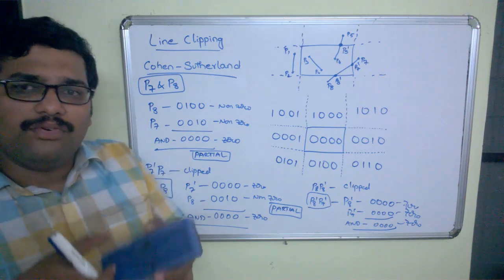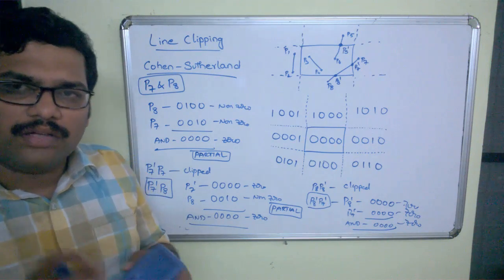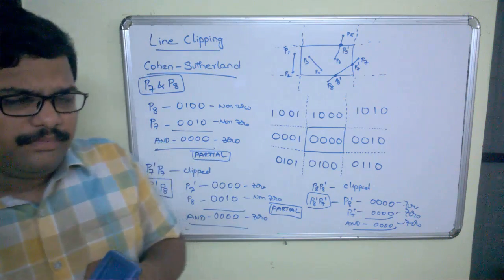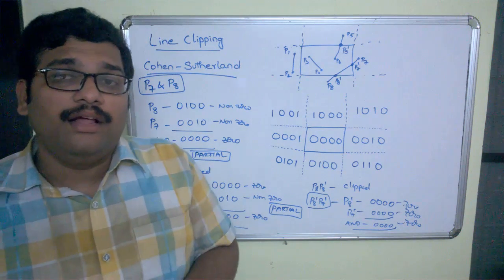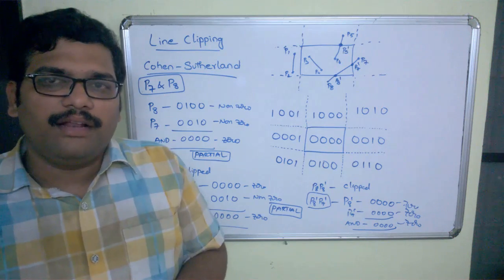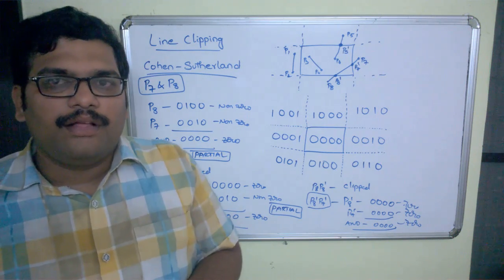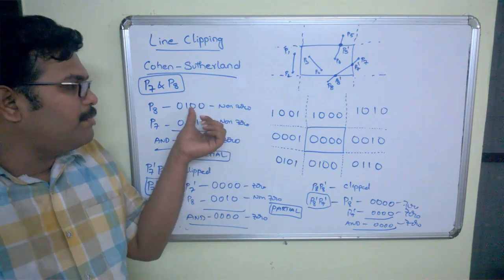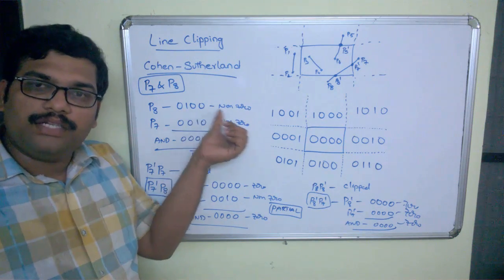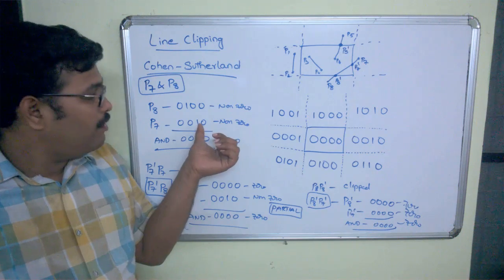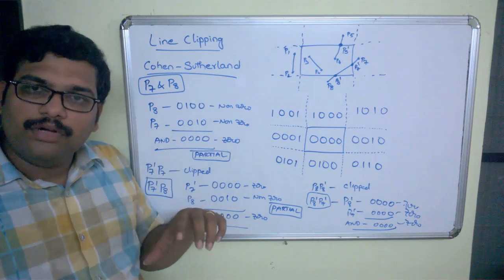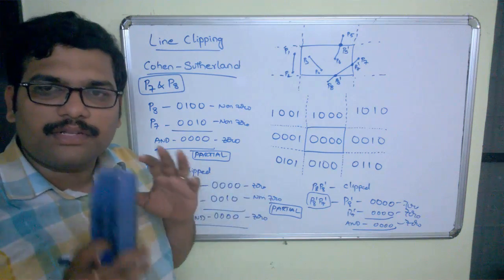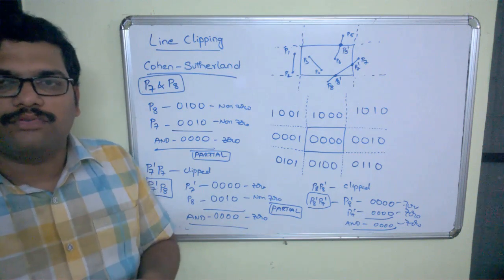If both the region codes for the two points are non-zero values and we get the result as zero, that indicates some portion of the line lies inside and some portion of the line lies outside. Similarly, if the region code of one point is non-zero and the region code of the other point is zero, and the AND operation is zero, that also indicates some portion lies inside and some portion lies outside.